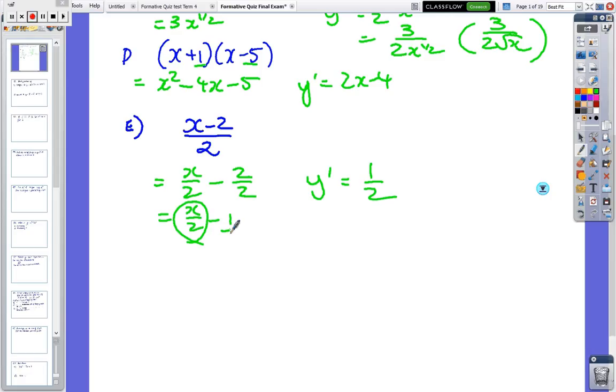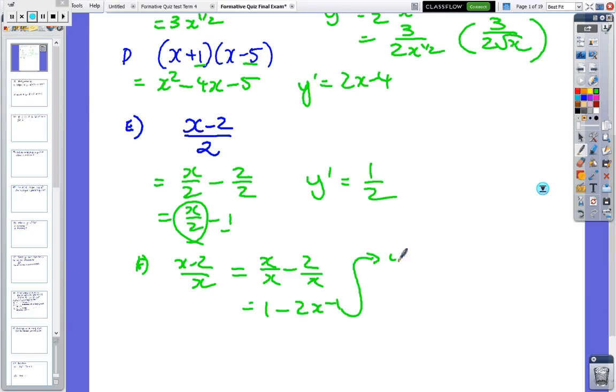Okay, that one was pretty basic. What I might do is just do another one, x minus 2 over x. The idea is you break up the two numbers like that, so you end up with 1 minus 2 over x, and then the derivative: the 1 disappears, and then minus 1 times minus 2 is plus 2, so 2x to the minus 2, and so the answer is 2 over x squared.